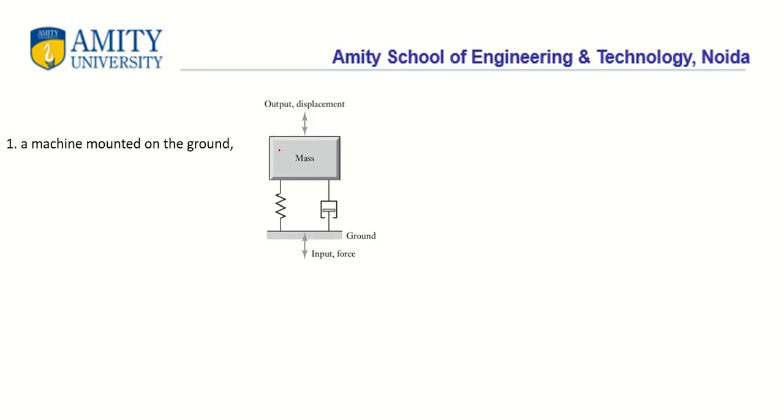A machine mounted on ground. Its basic model is here. We can say it is having mass m, stiffness k, and damping c. When this machine is standing still, we can say there is no force, so there is no displacement inside it.